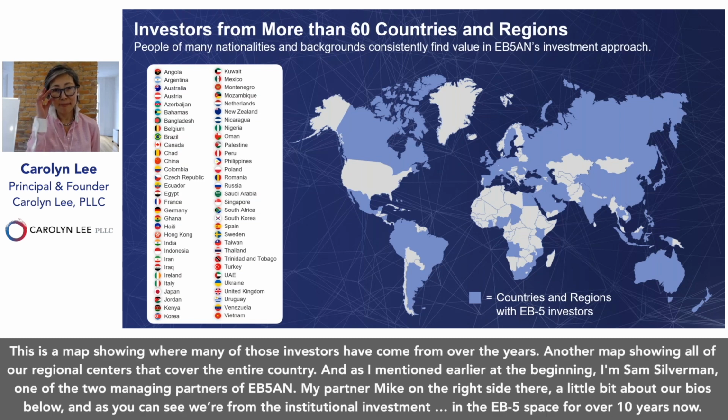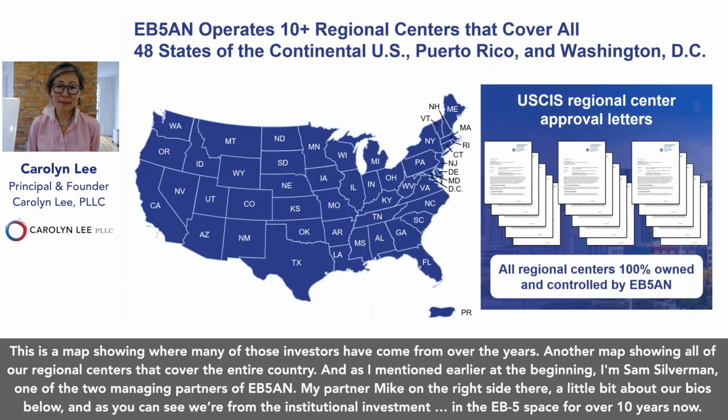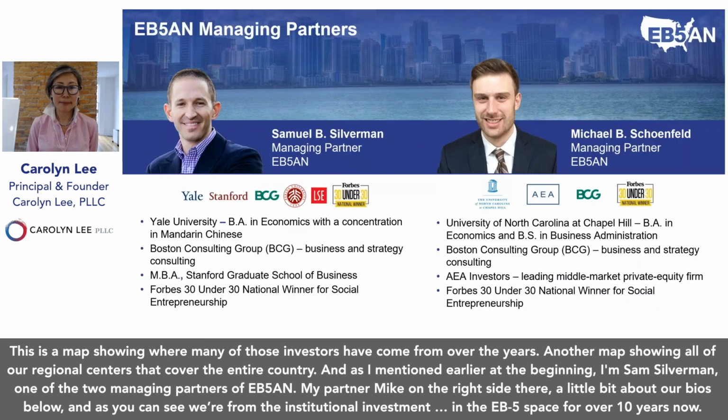This is a map showing where many of those investors have come from over the years. Another map showing all of our regional centers that cover the entire country. And as I mentioned at the beginning, I'm Sam Silverman, one of the two managing partners of EB-5AN. My partner Mike is on the right side there. A little bit about our bios below. As you can see, we're from the institutional investment world and have been in the EB-5 space for over 10 years now.